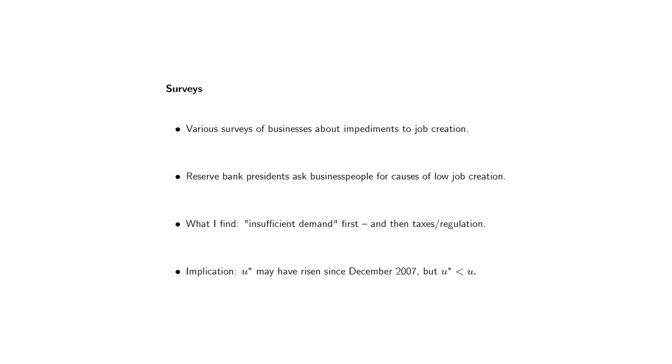What I find when I ask these questions, when I look at these surveys, is insufficient demand shows up first as an answer. And then there are concerns expressed about taxes and regulation. And this is very loose evidence, but it does suggest that while the natural rate of unemployment may have risen in the last 3 years, it's still low relative to the observed unemployment rate.